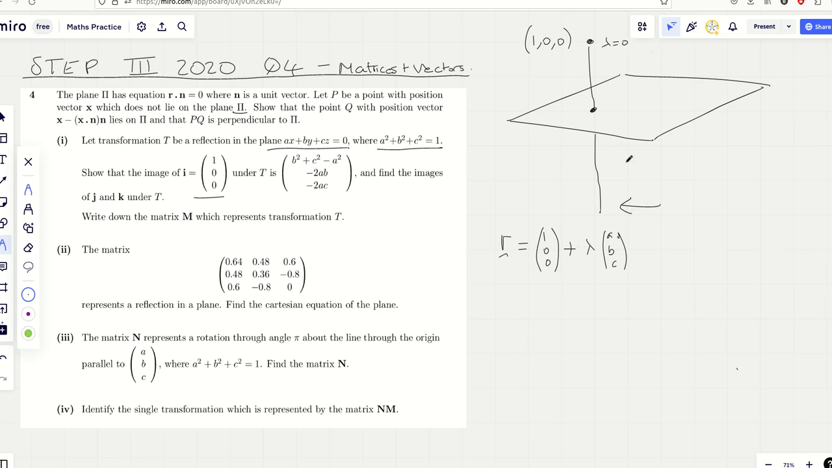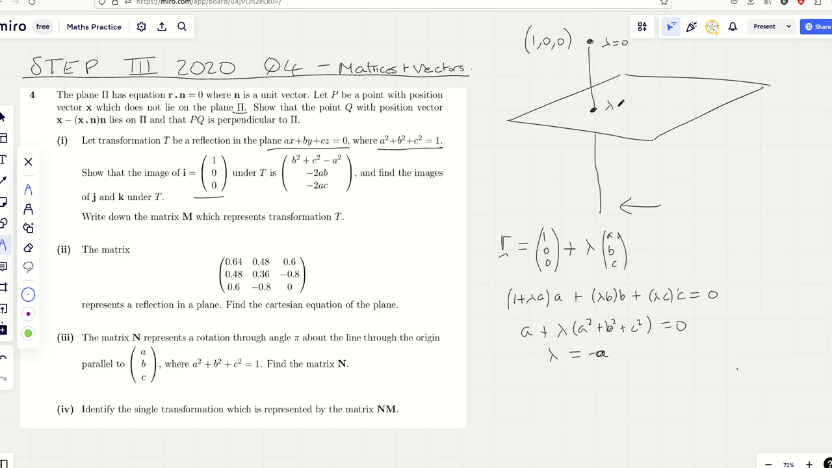We can just find out where this hits the plane by plugging it in. Well, we're going to get 1 plus lambda a times a, plus lambda b times b, plus lambda c times c, and that should equal 0. So I'm just plugging the equation of this line, or if you like the parametric coordinates of this line, into this plane here. I'm just solving it, and I'm going to get a plus lambda times (a squared plus b squared plus c squared), which we know is 1. And so you can see that lambda is minus a here.